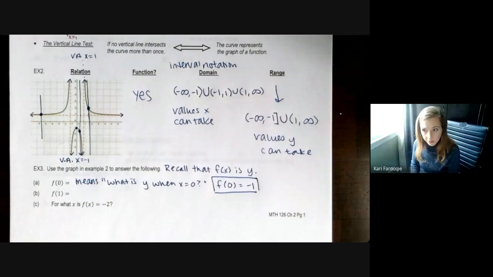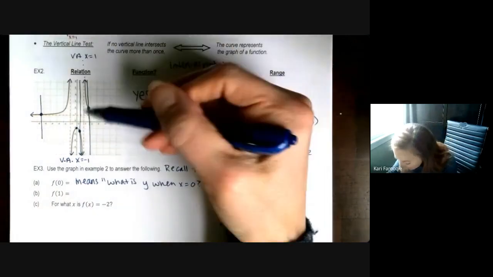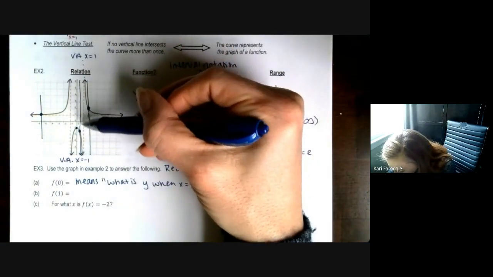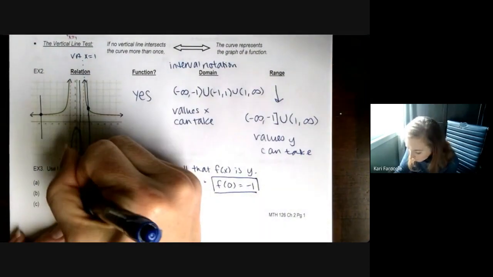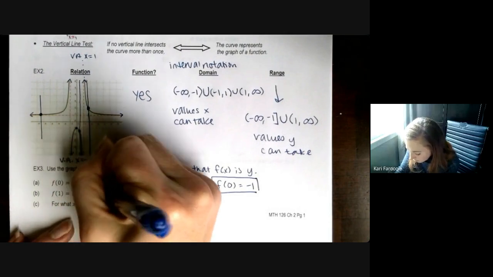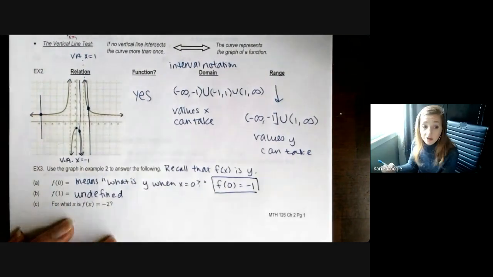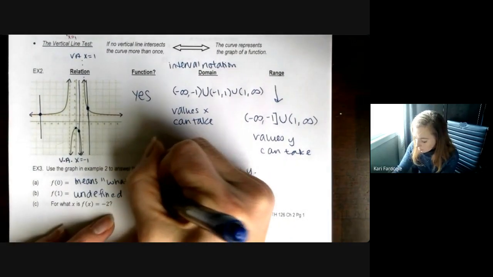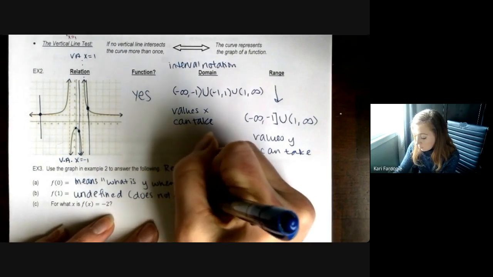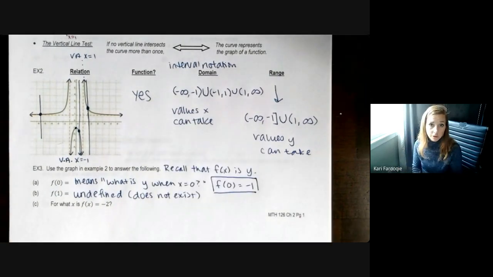And then we'll do something similar, this time talking about f of 1. So same question, this time I'm just asking what is y when x is 1? But notice, when x is 1, we have a vertical asymptote. That means we don't actually have any values of y. So we would say that f of 1 is undefined. Does not exist. Either one, you could say. It just means we don't actually have any y values when x equals 1. So we can't find f of 1.